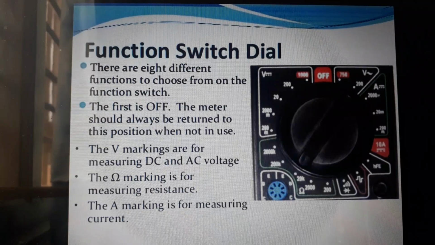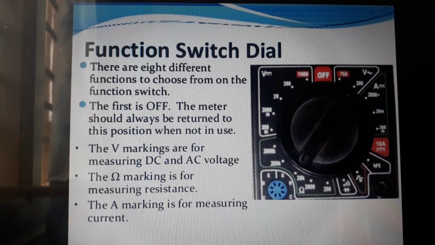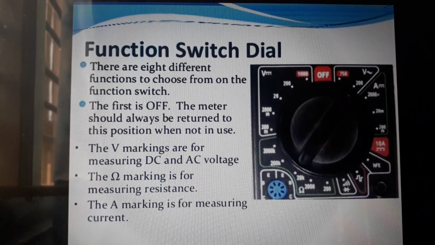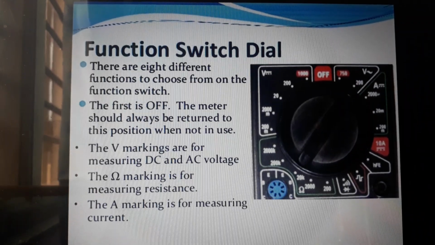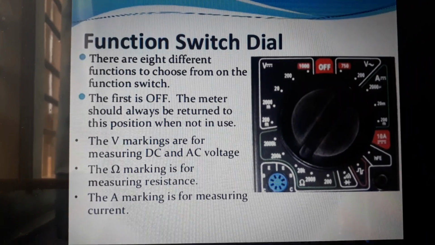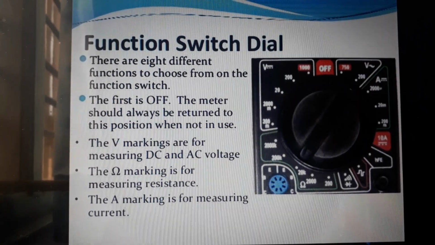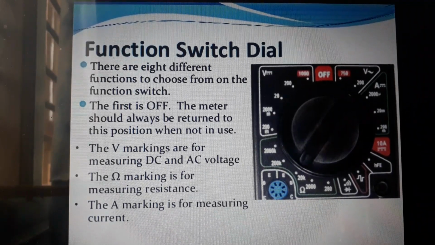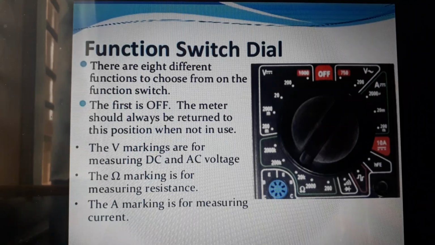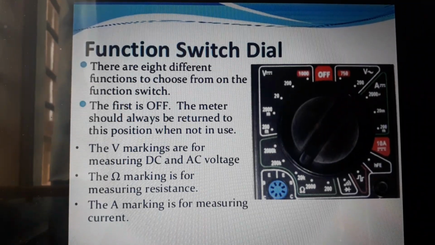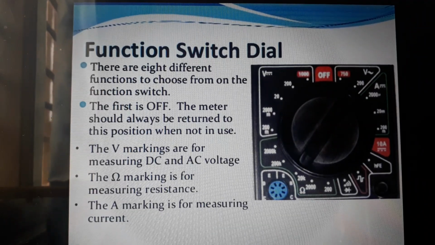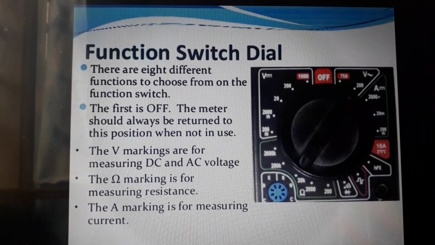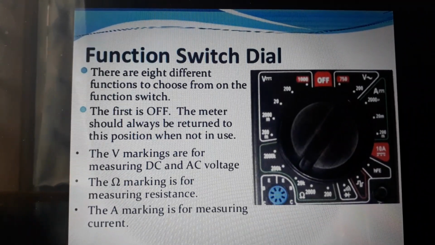Next, the function switch looks like this, as indicated in the figure. In this figure, the first position is the off button. The multimeter should be turned to this position when it is not in use, because it has a battery. If it is in the off position, the battery will be okay, so it should always be in the off position when not in use.